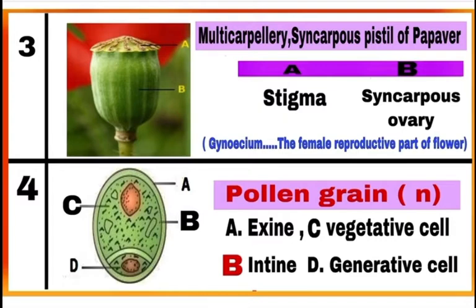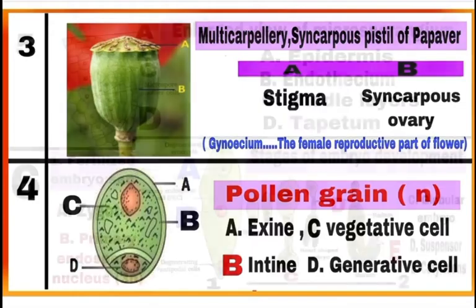Fourth diagram, it is the structure of pollen grain which is haploid and it is at two cell stage. Now see the parts A, B, C and D of pollen grain. A is exine. Pollen grain is covered with hard outer layer exine made up of sporopollenin, and B is intine, which is inner layer of pollen grains made up of cellulose and pectin.